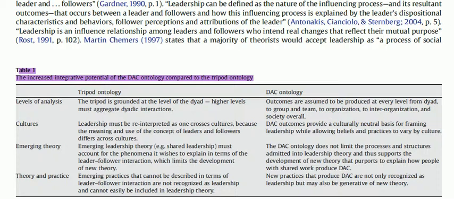So we've covered levels of analysis, we've covered cultures. DAC outcomes provide a culturally neutral basis for framing leadership, okay. Outcomes are assumed to be reduced at every level, so we're not worried about that.